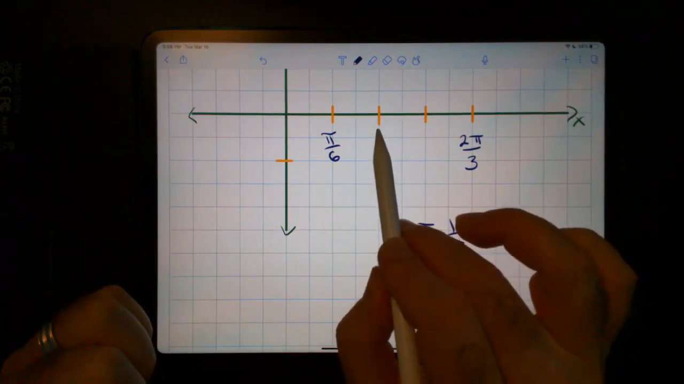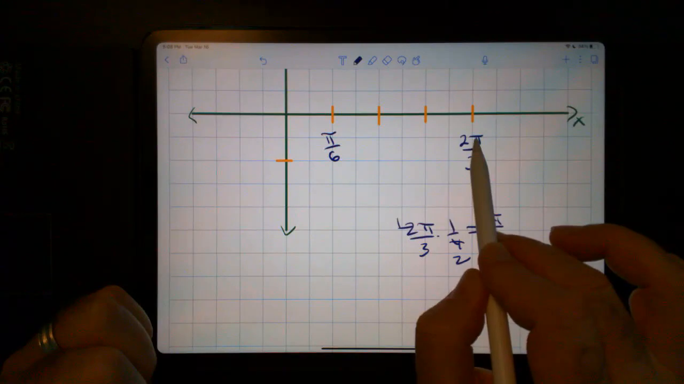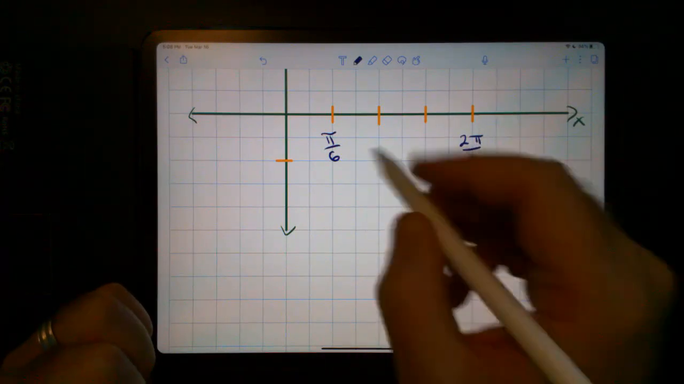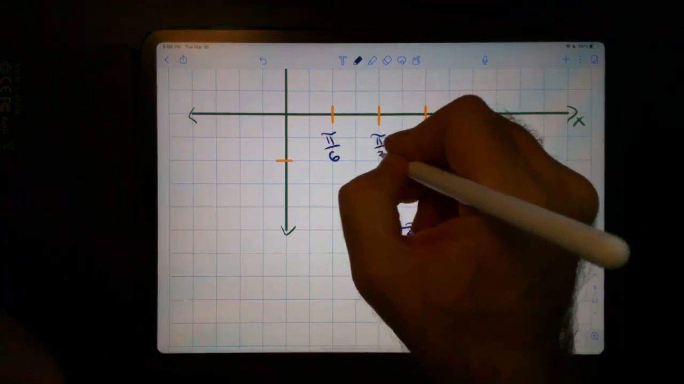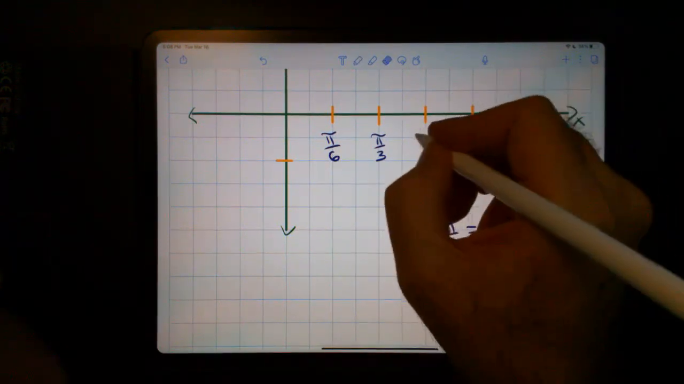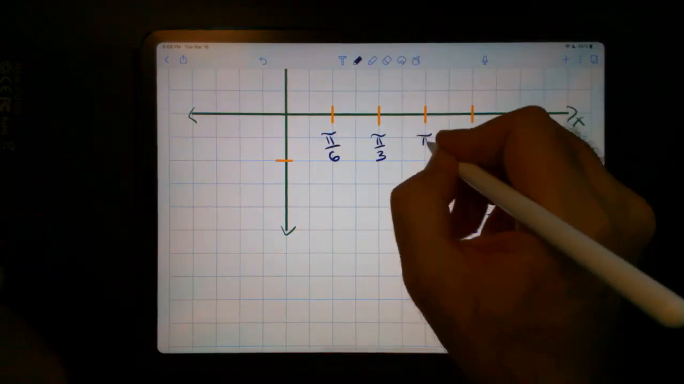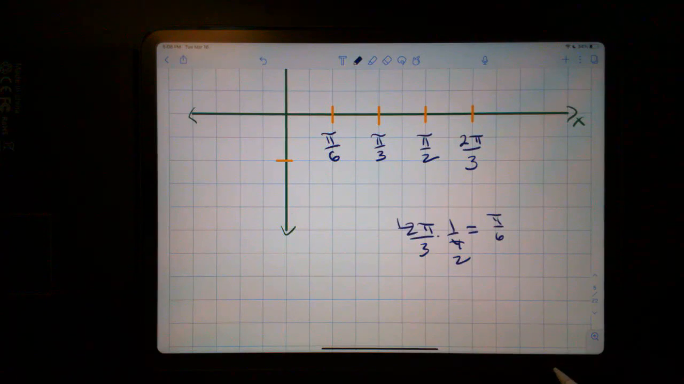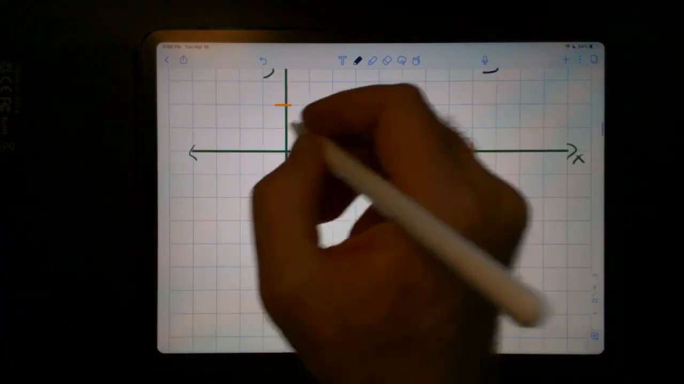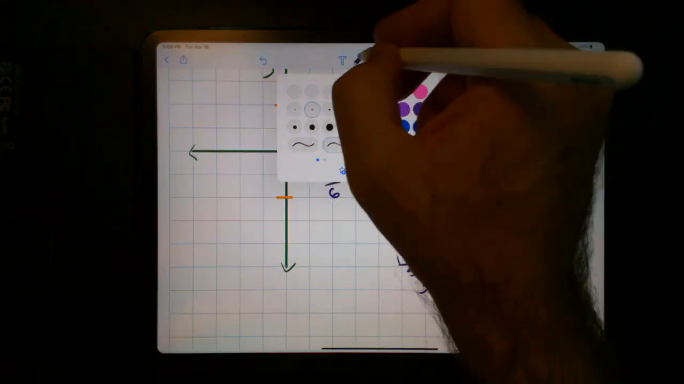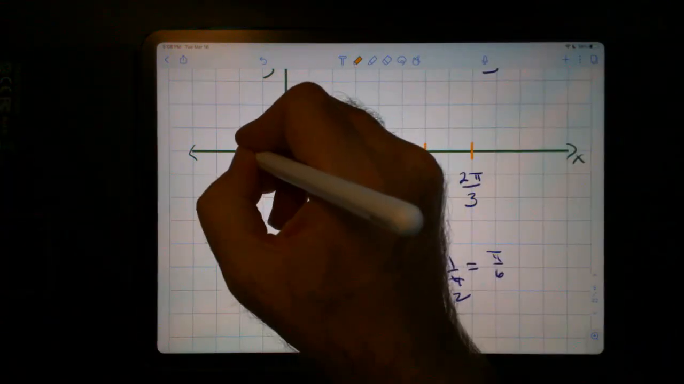So then we're going to have 2 pi over 6, 3 pi over 6, and 4 pi over 6. 2 pi over 6 is pi over 3. 3 pi over 6 is pi over 2. And there we have our tick marks. And if you want, we can go negatively. This will be negative pi over 6.